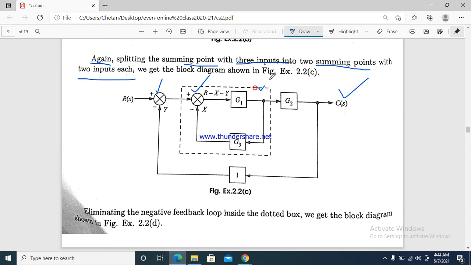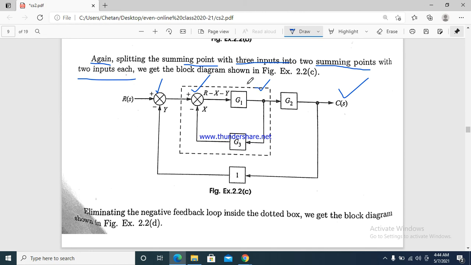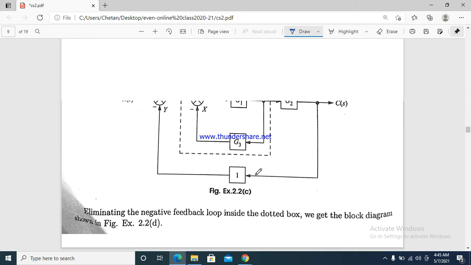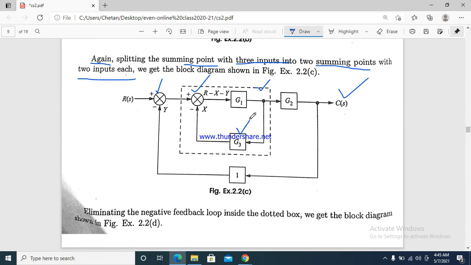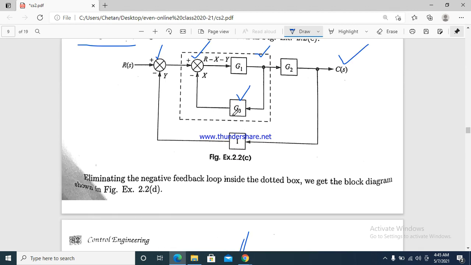Next, to simplify this inside a block. If we simplify this one, then we will get G of s divided by 1 plus G of s into H of s. G of s means G1, divided by 1 plus G of s into H of s. So G of s is G1, H of s is what? Your G2. This is your simplified expression for this feedback loop.